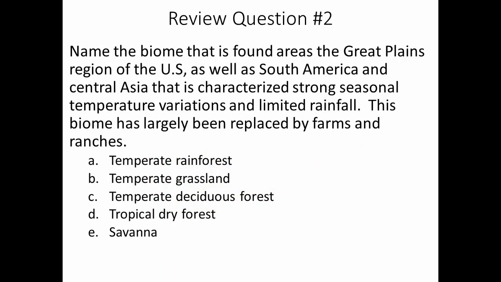Let's try one more. Name the biome that is found in the Great Plains region of the U.S., as well as South America and Central Asia, and is characterized by strong seasonal temperature variations and limited rainfall. This biome has largely been replaced by farms and ranches.